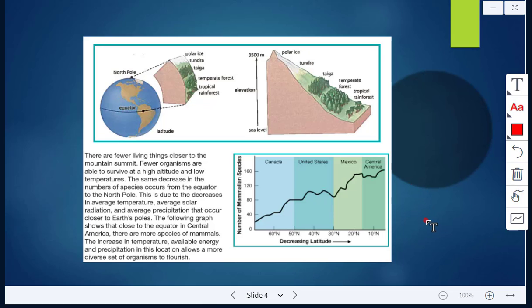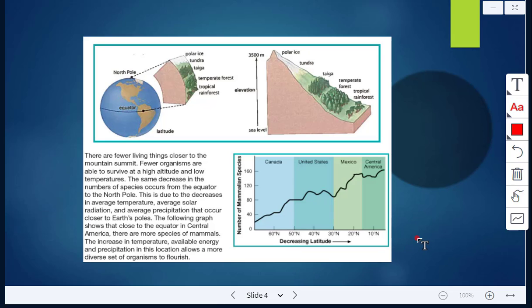So there are fewer living things closer to the mountain summit. Fewer organisms are able to survive at a high altitude and low temperatures. The same decrease in the numbers of species occurs from the equator to the North Pole. And it's because of the decreases in average temperature, average solar radiation, and average precipitation that occur closer to Earth's poles.